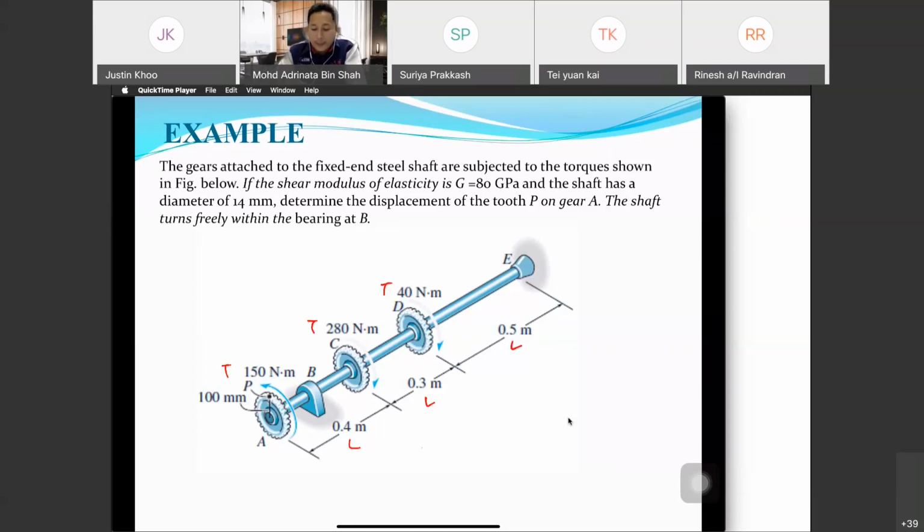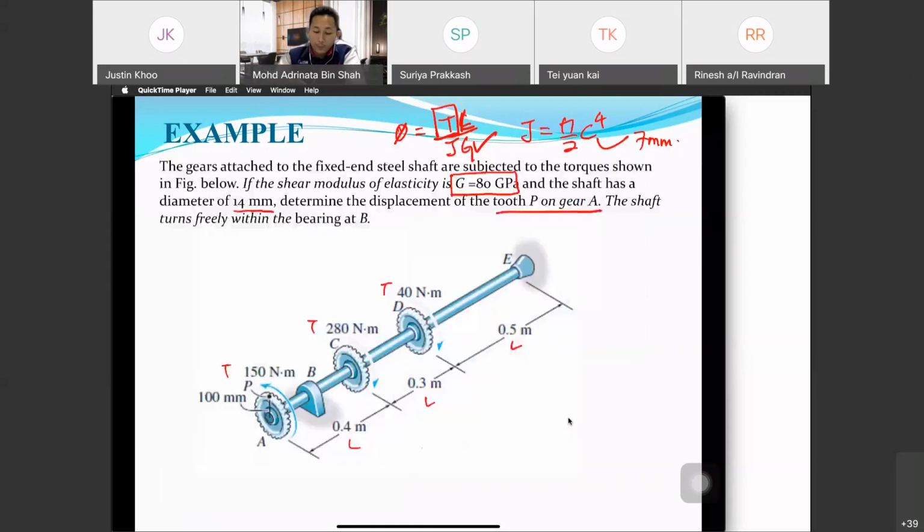If the shear modulus of elasticity G is equal to 80 gigapascal, we have angle of twist is equal to TL over JG. So G is already given, so we need to find J. L is given, T is given, we just need to calculate and analyze. And the shaft has a diameter of 14 mm. So J is equal to pi over 2 c to the power of 4. C is the radius, so diameter 14, C is 7 mm. Determine the displacement of tooth P on gear A. The shaft turns freely within the bearing at B. So there is a support bearing, free.